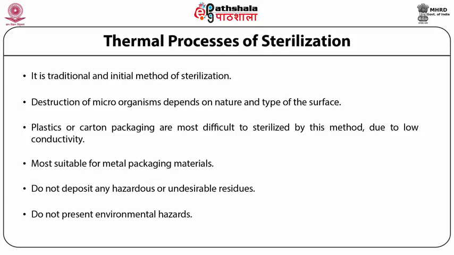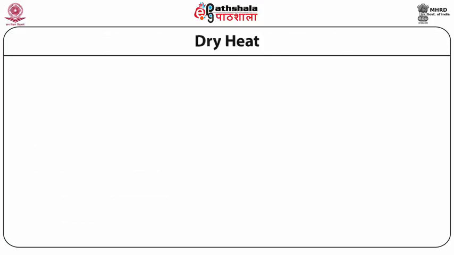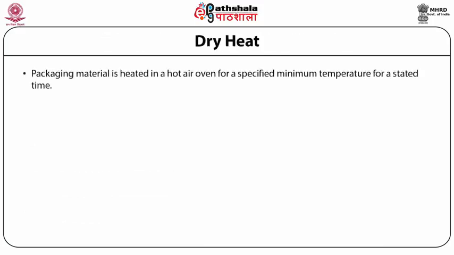Thermal processes do not deposit any hazardous or undesirable residues on the surface being treated and do not present environmental hazards. In this method, the packaging material is heated in a hot air oven for a specified minimum temperature for a stated time. Various combinations of temperature and time are recommended depending on the type of the material being sterilized. For example, the usual recommended minimum holding times and temperatures are 180 degrees Celsius for 30 minutes for glassware.